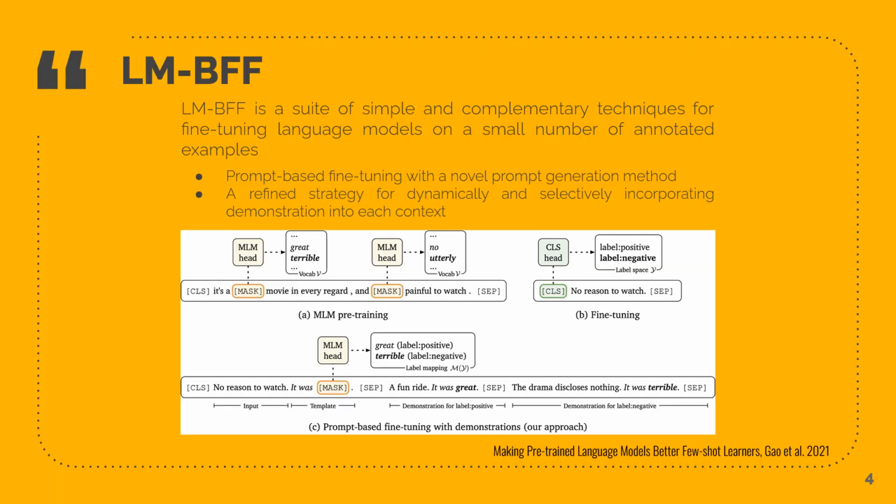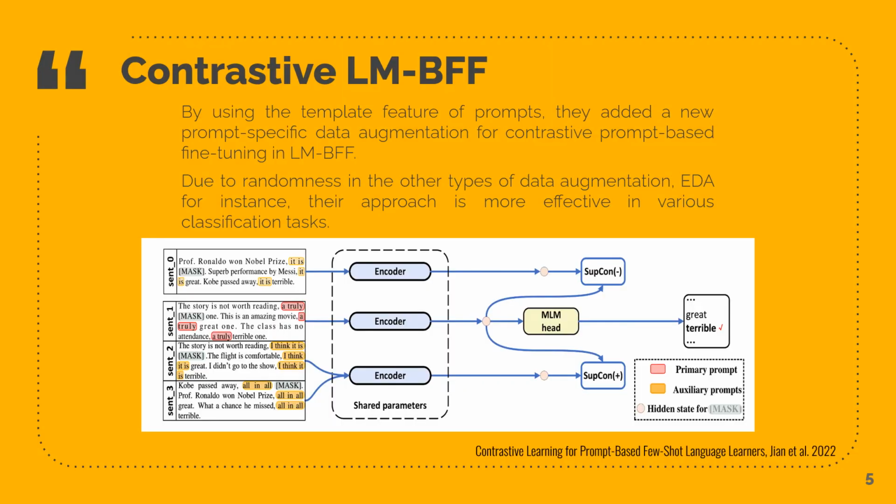LM-BFF is a suite of simple and complementary techniques for fine-tuning language models on a small number of annotated examples. This work was presented by Gao et al. 2021. They not only presented two new strategies for finding the best verbalizer and the best template for each task, but by adding demonstrations at the end of the target sentence, which includes the mask token, and separating the demonstrations with a separate token, they could improve the performance of prompt-based fine-tuning on every language model, especially for smaller language models like RoBERTa.